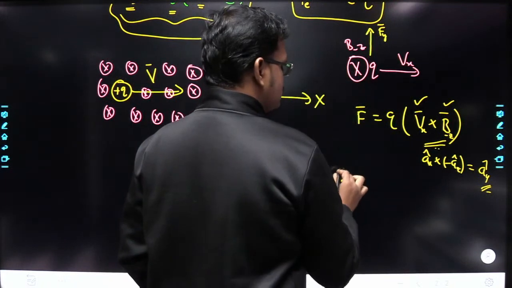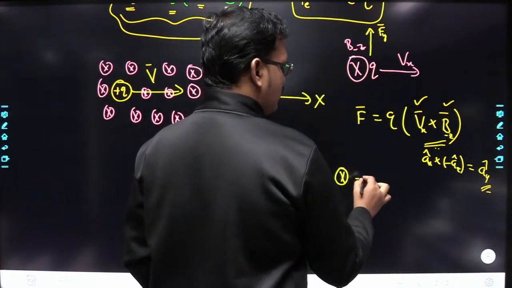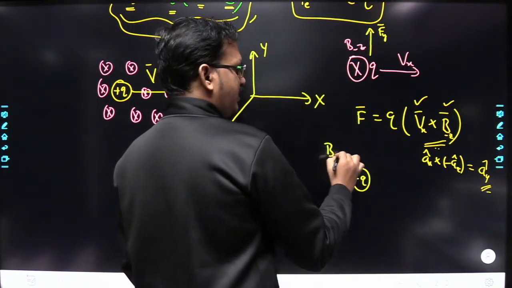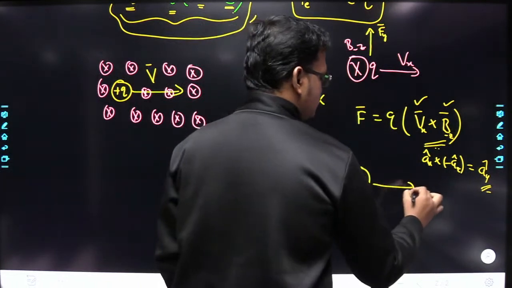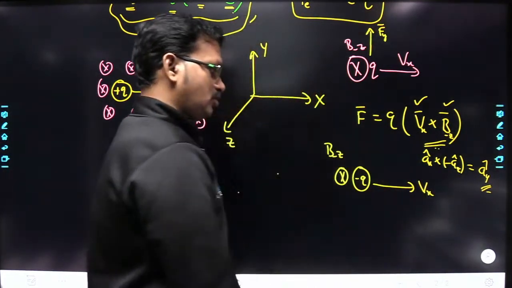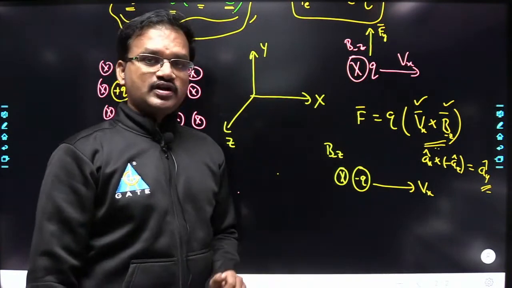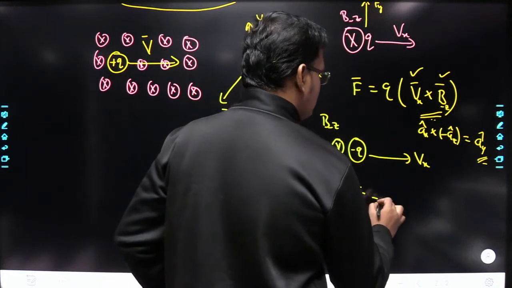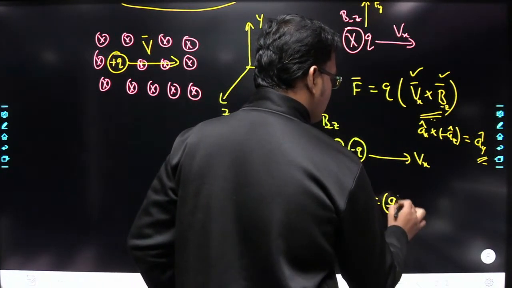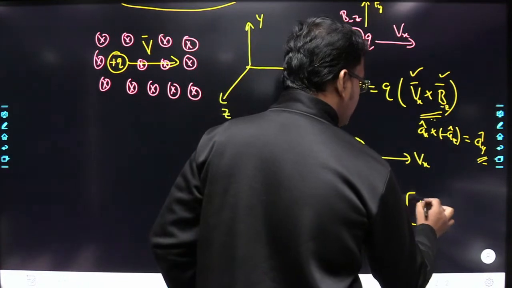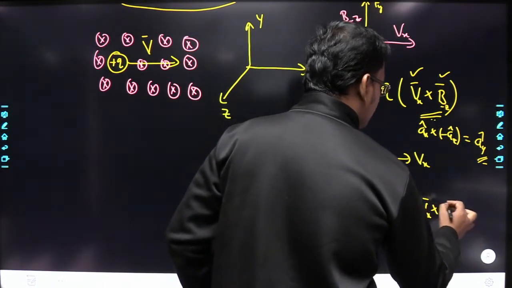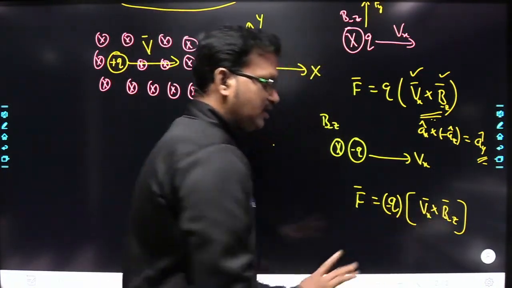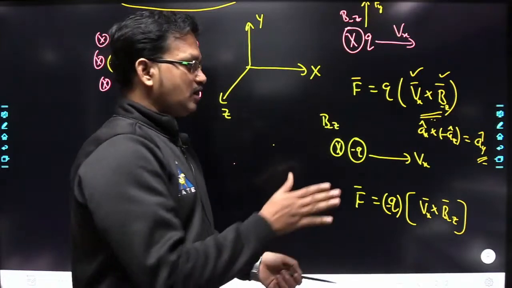In the same case, suppose instead of plus Q I consider minus Q, moving in the B field that is pointing in the negative z direction, and let us assume the velocity is in the x direction. What is the direction of the resultant force here? F bar is equal to minus Q into Vx cap cross B minus z cap. Here also you can do the cross product between V bar and B bar.